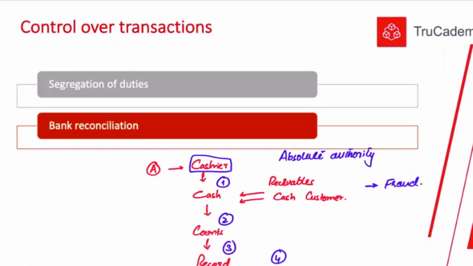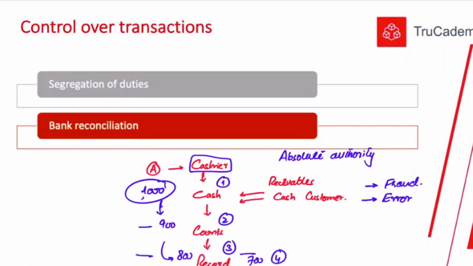Because if, for example, he is collecting $1,000, but after receiving $1,000, he counts it as 900, he records it at 800, and he only banks 700. So out of $1,000, at every step he lost some money, or he defrauded some money. Or maybe he is not a dishonest person, but an honest person and he made some errors in recording or processing these transactions. So there can be fraud and there can be errors.